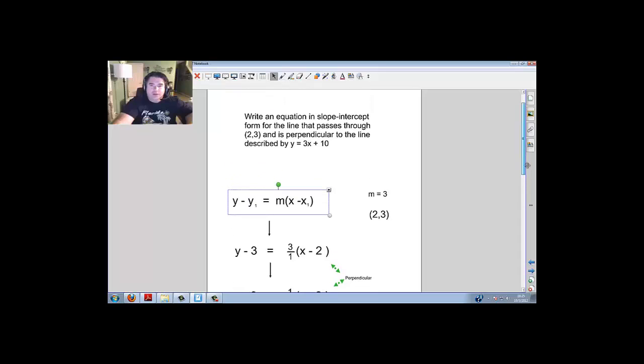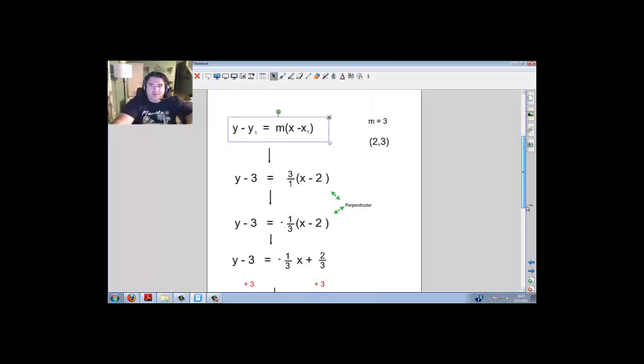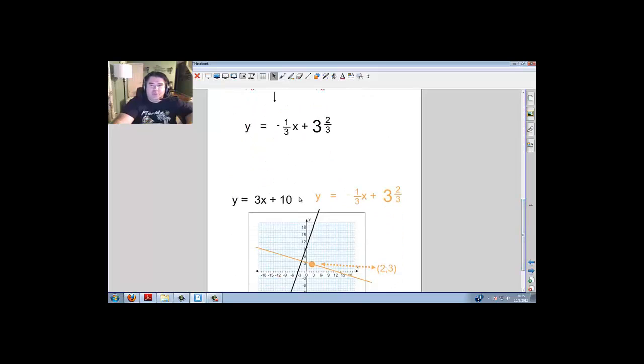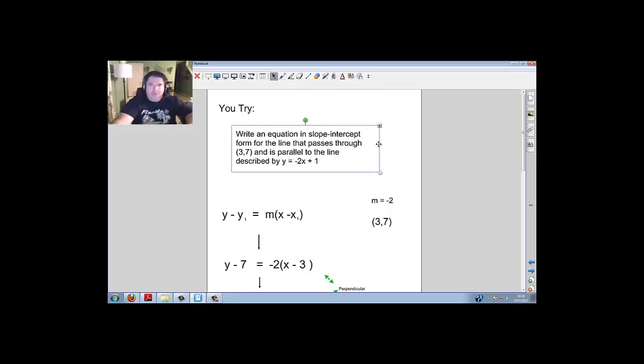Now, I want to meet at (2, 3). So I need to meet at (2, 3) with this new line, which now I've seen is I go up 3 and 2/3. And I basically go down 1 over 3, down 1 over 3. Notice again how this does form a 90-degree angle, if I could draw a 90-degree angle properly. So there's your proof. You try.